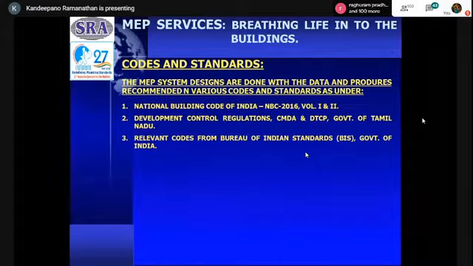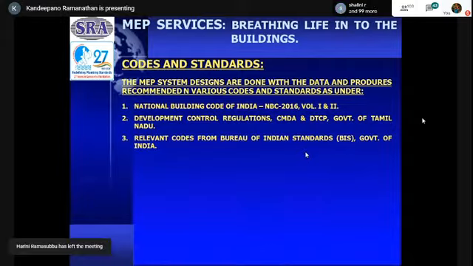Then the development control regulations, item number 2, which is written down, or we would say the basic document for these DCRs, called development control regulations of CMDA or DTCP, Government of Tamil Nadu. They write down certain regulations, which I would say 60 to 70% will be taken out from the National Building Code, and the balance 30% they themselves add certain things to suit the local requirements. Okay.